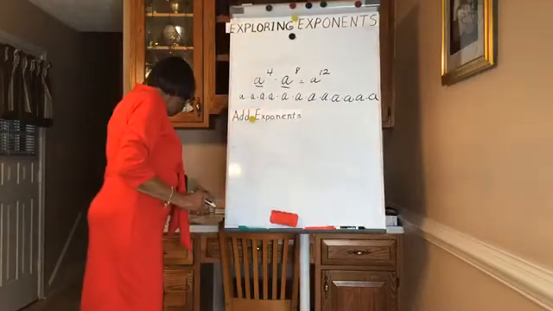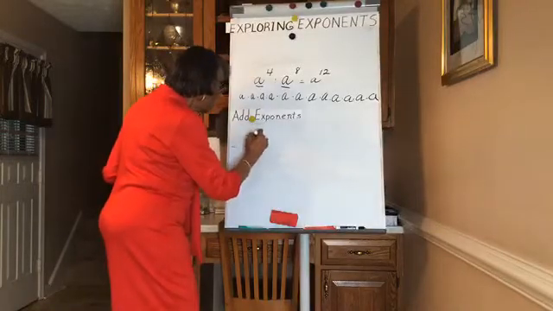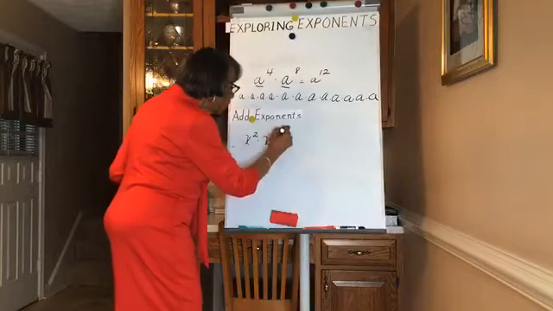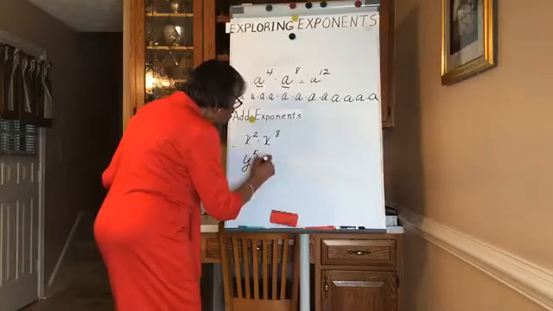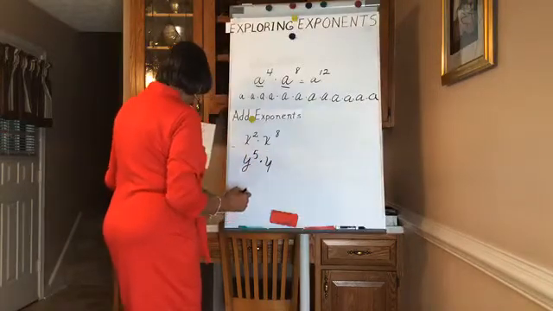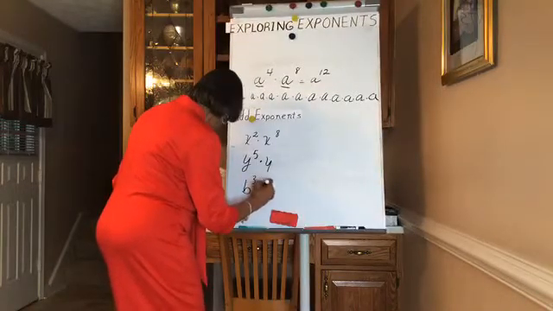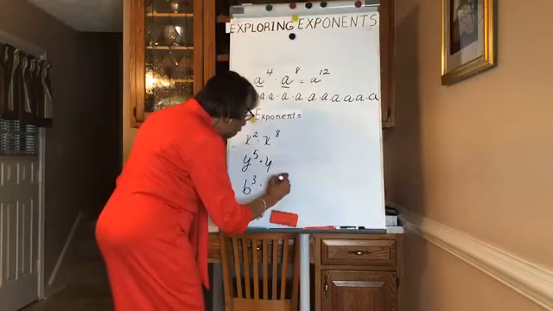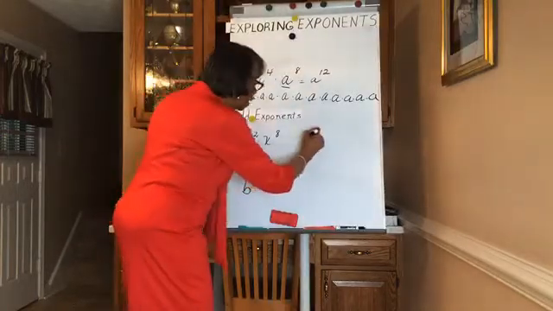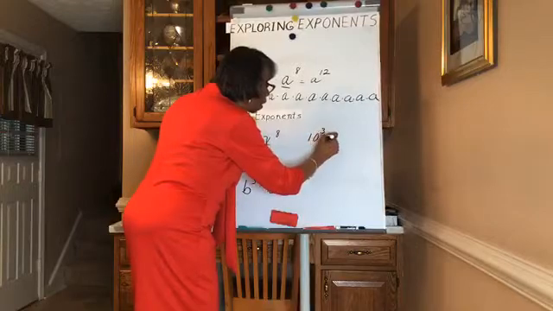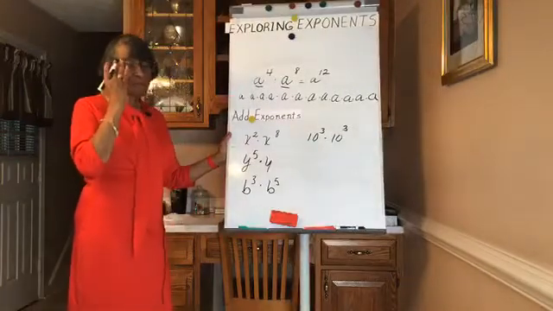All right, so let's do a few more just for fun. X to the 2nd times x to the 8th. Y to the 5th times y. B to the 3rd times b to the 5th. And 10 to the 3rd times 10 to the 3rd. I'm going to give you a moment to work with those.